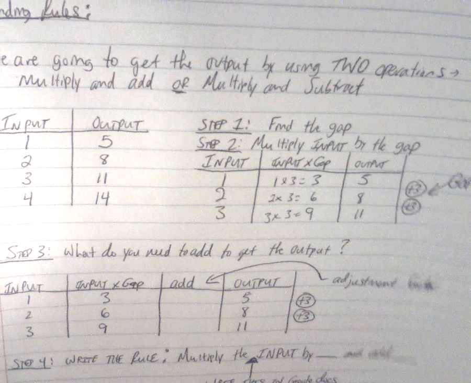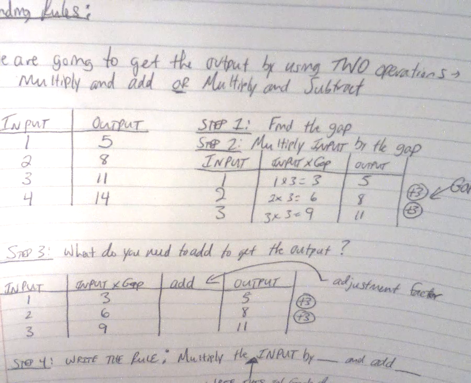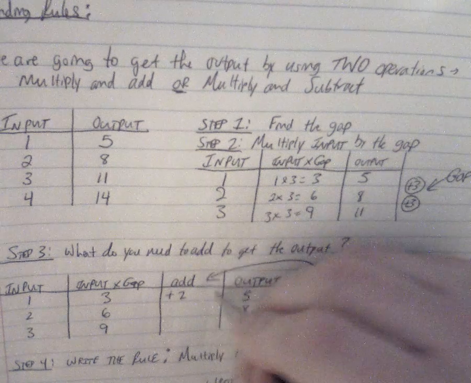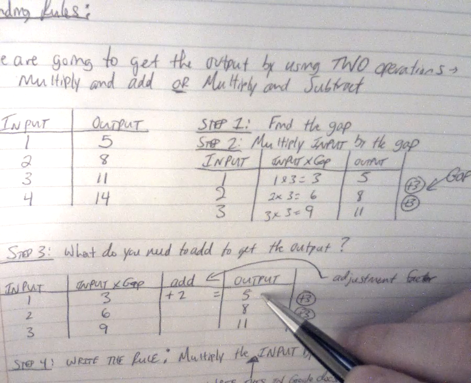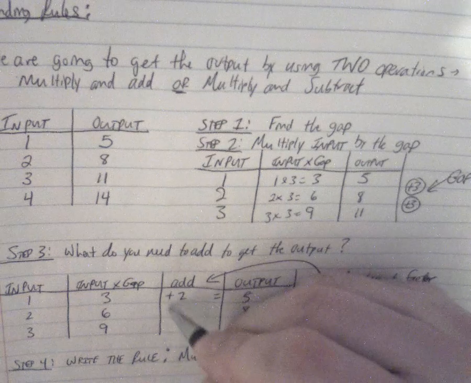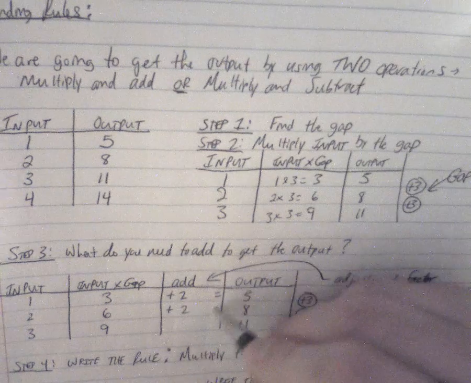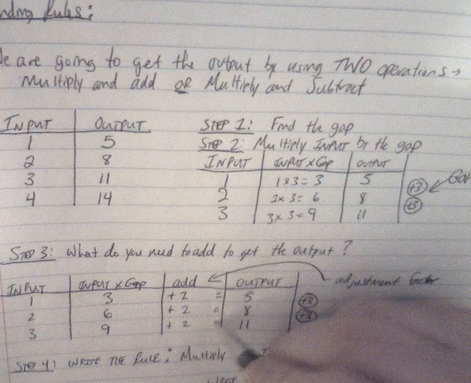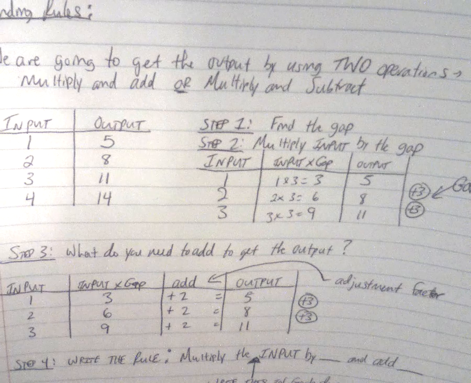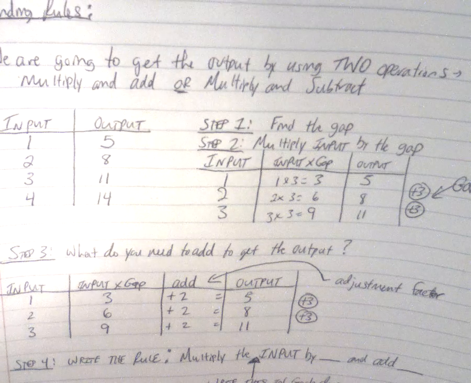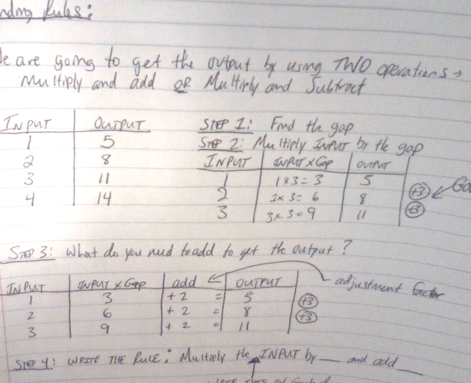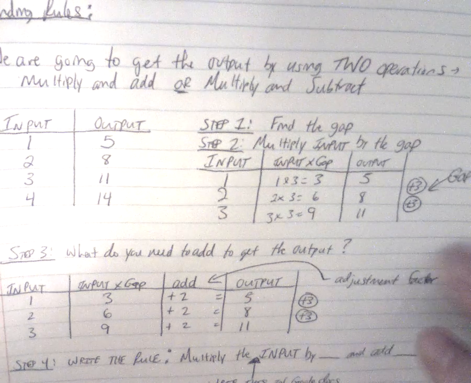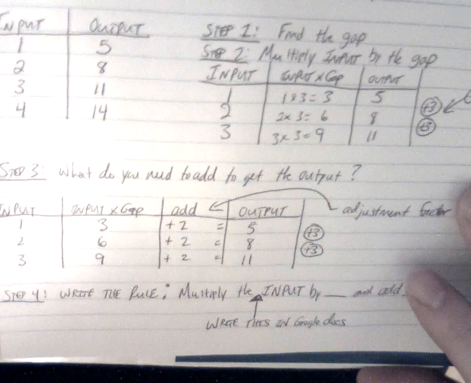So 3, just count up. 3 to 5. 4, 5. So I'm going to add plus 2. And that's going to give me my output of 5. 6 plus 2 gives me my output of 8. 9 plus 2 gives me my output of 11. Okay? So when we add or when we subtract, it's called the adjustment factor. You're going to need to know that for Google Docs questions, for sure.